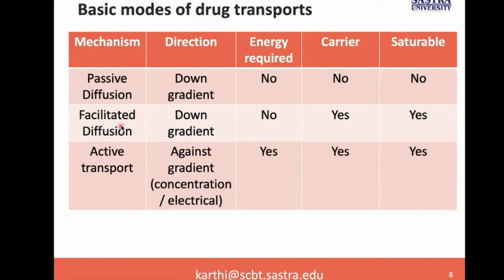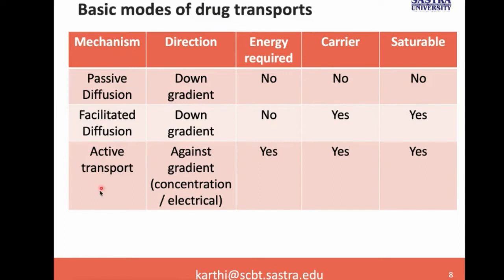The second route of transportation is facilitated diffusion. This is also down the gradient, very similar to passive diffusion. Do we need energy for this? No. Is any carrier needed? Yes. For this type of transportation, we need a carrier, so some molecule should help the drug molecule to enter the cell. Is it saturable? Yes, this type of transport is saturable.